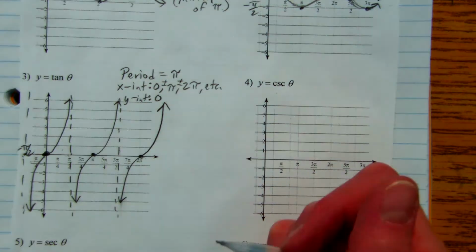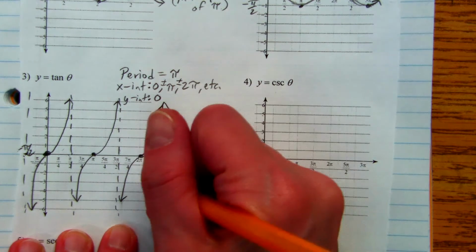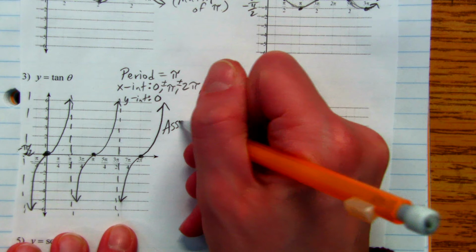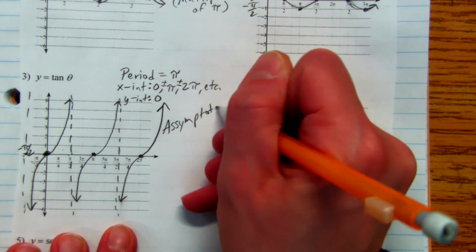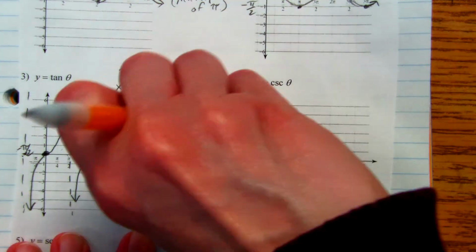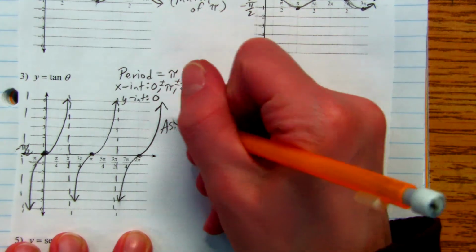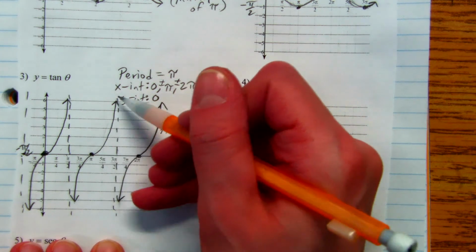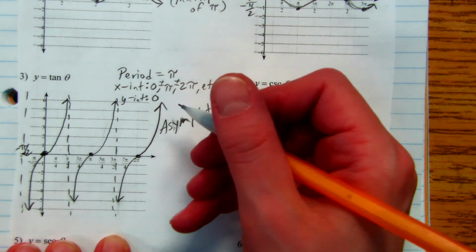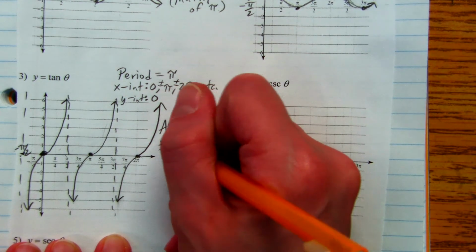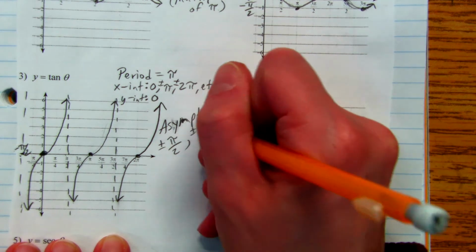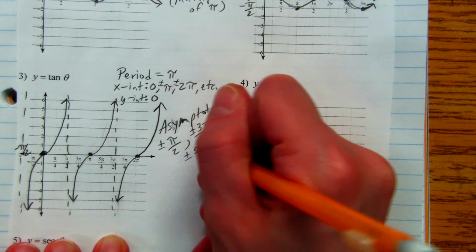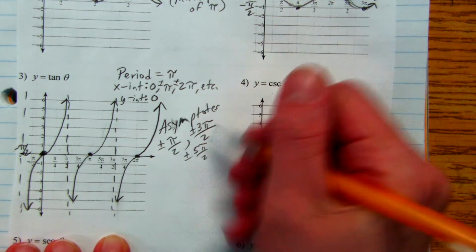Another thing that they will often ask you is, where are the asymptotes? Asymptotes are these little lines that break up the graph, and the graph never actually touches the lines, they just get really close. So the asymptotes for this are plus or minus pi over 2, plus or minus 3 pi over 2, plus or minus, you could keep going, 5 pi over 2. So it's odd multiples of pi over 2.